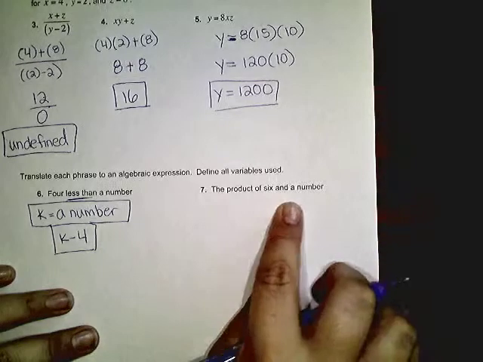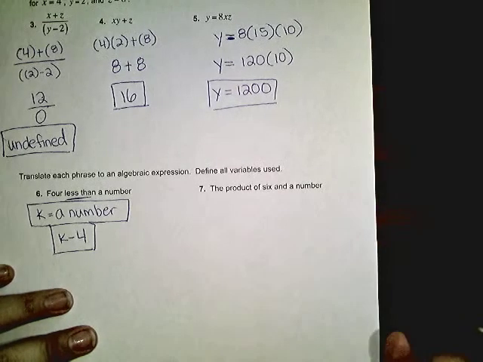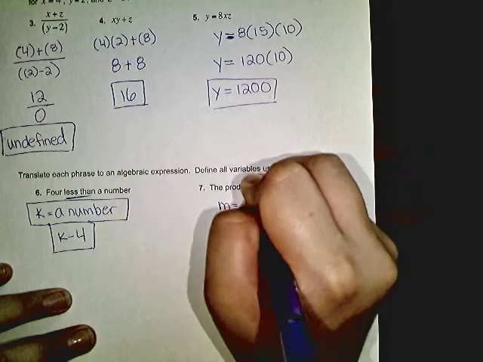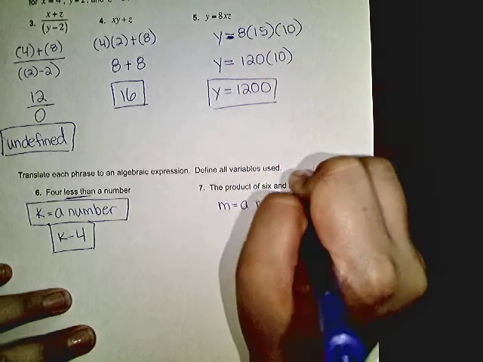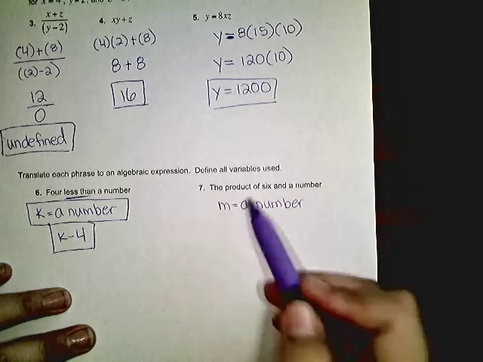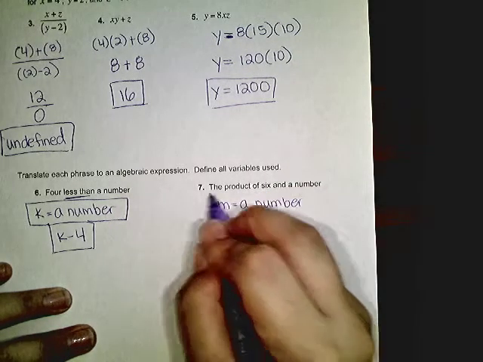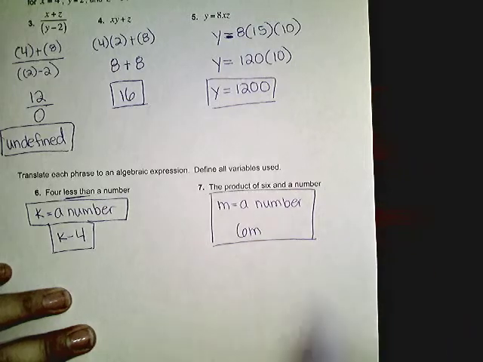And then lastly, the product of 6 and a number. Again, we have a number. I use m is a number. What does product imply? Product implies multiplication. So 6m is a simplified answer.